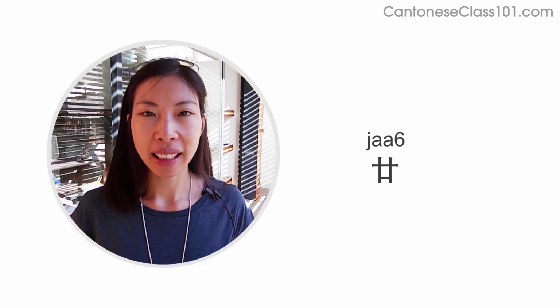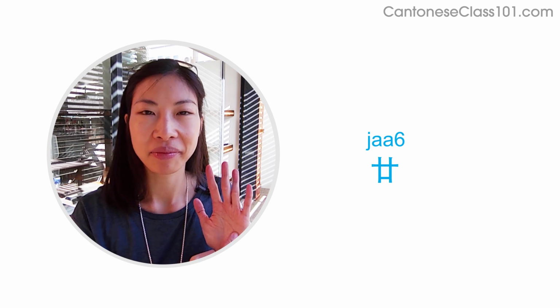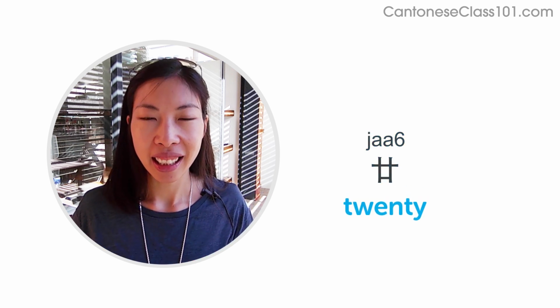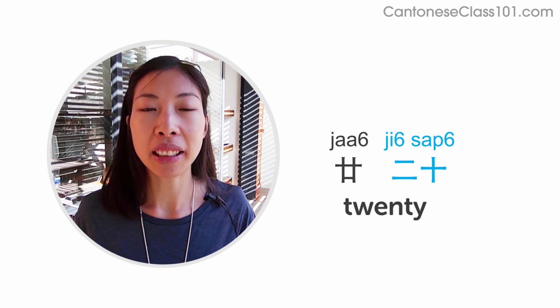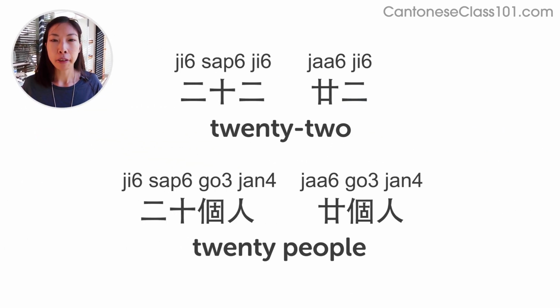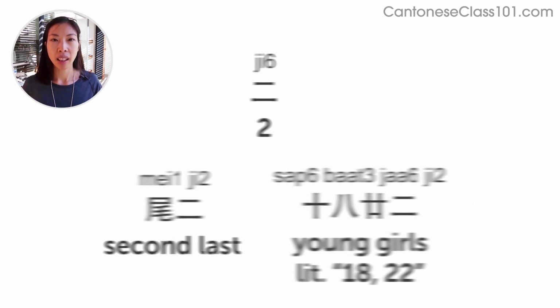So what does this character mean? Ya. Ya means 20 and is interchangeable with 二十 in most cases, given that it's followed by another character. For instance, 22 is 二十二 or 廿二. 22 people is 二十二個人 or 廿二個人.